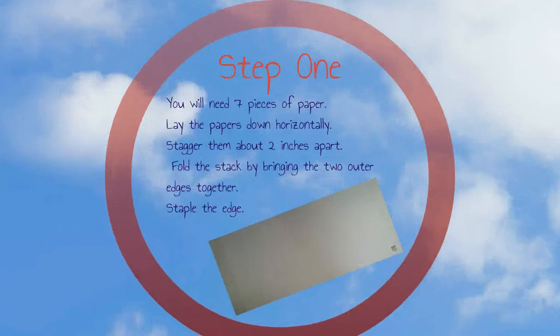Step 1. You will need 7 pieces of paper. Lay the papers down horizontally, sideways. Space them out about 1 to 2 inches apart. The space will depend on the size of your writing. If you write big, space them out further. If you write small, you won't need them as far apart.